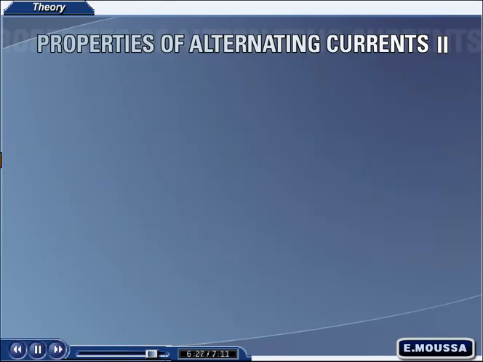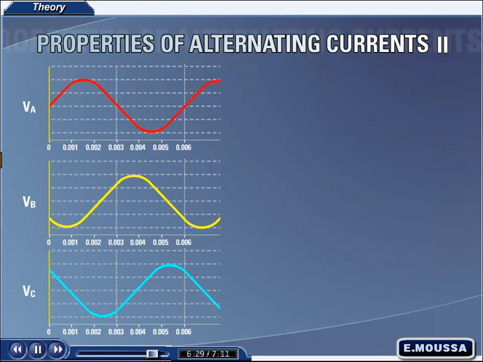3-phase phasors. We know that our generator produces 3-phase power for the power system, and so we can represent our generator's 3-phase AC output as follows. The 3 output voltages, A, B, and C, are of the same amplitude, and will therefore be represented by three vectors of the same length.